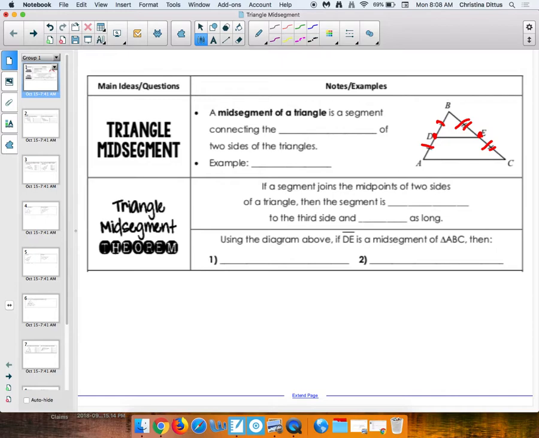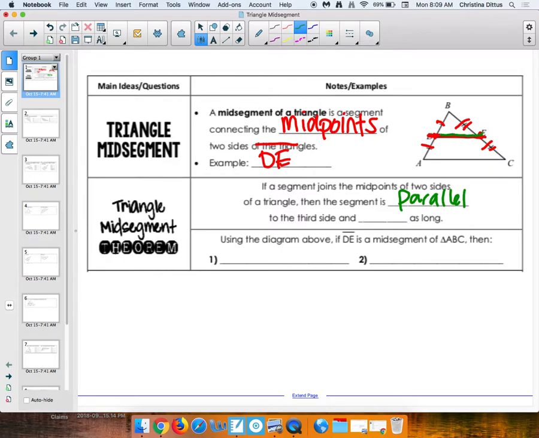A midpoint. So a mid-segment connects the midpoints of two sides of a triangle. Okay, so in this example, this line right here, the one in the middle of our triangle, DE, is what we call a mid-segment. It cuts a triangle at the midpoints. Our mid-segment is parallel to the third side. What it means by third side is, let's look at this.